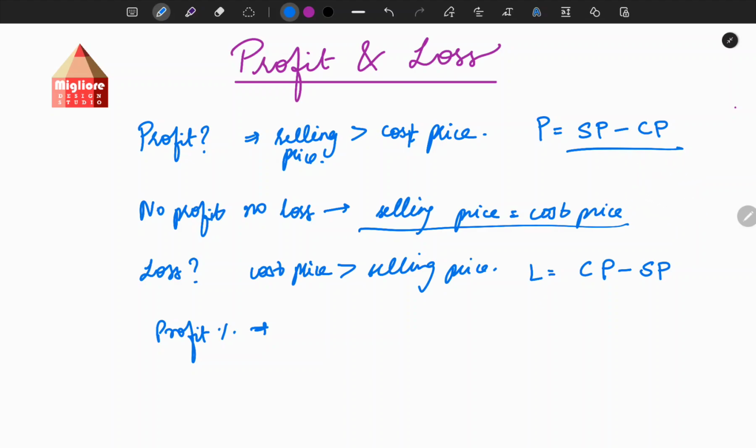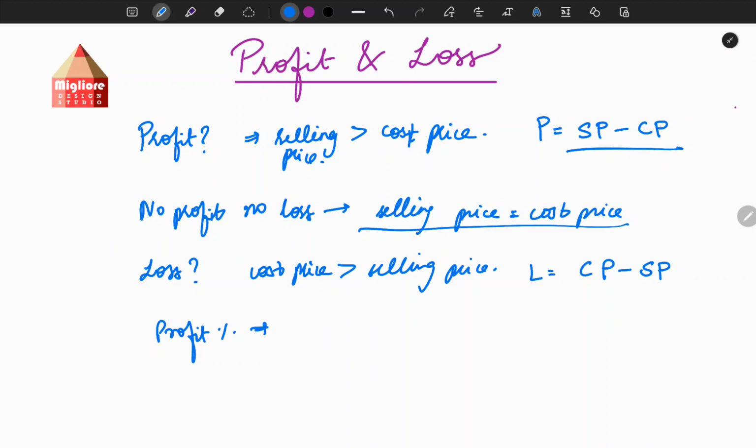Say I want to have 100% profit. So I not only gain back whatever I have paid, but I also get an equal amount as profit. What would that mean? That would mean that if I buy something at 100 rupees, I sell it at 200 rupees and I make a profit of 100 rupees, which is equal to my cost price. So that is 100% profit. Anyway, I diverged a little.